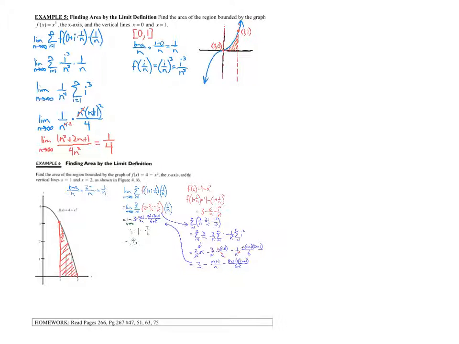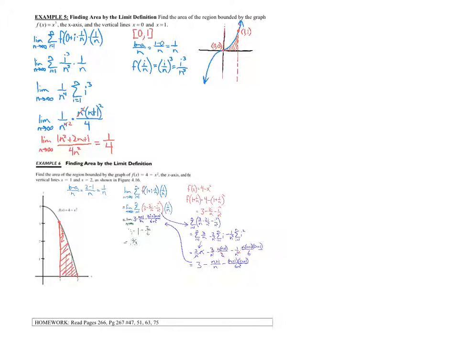The nice thing, guys, is that every problem is identical as far as the procedure that you're going to use. Get your b minus a over n. Figure out what f of a plus b minus a over n times i is. Plug it into your sum. Simplify your sums down to things you have formulas for. And then take the limit. The procedure is the same every time. What gets you is the mechanics.